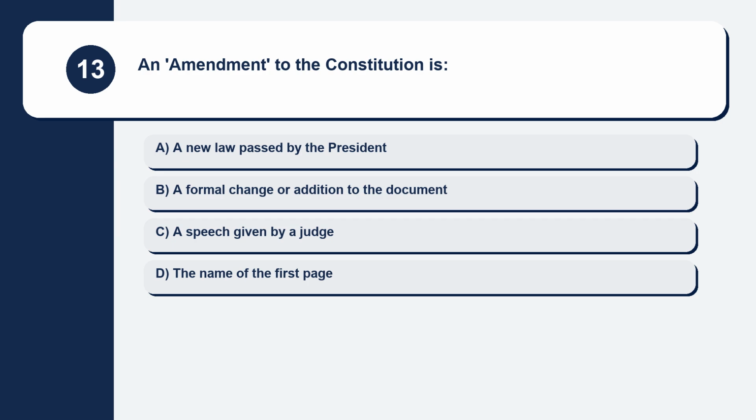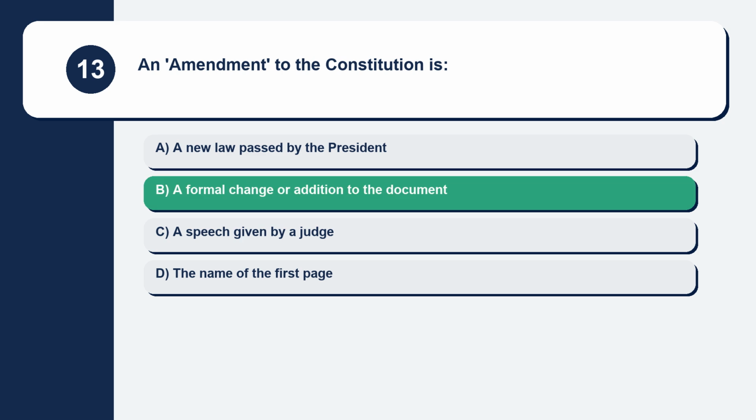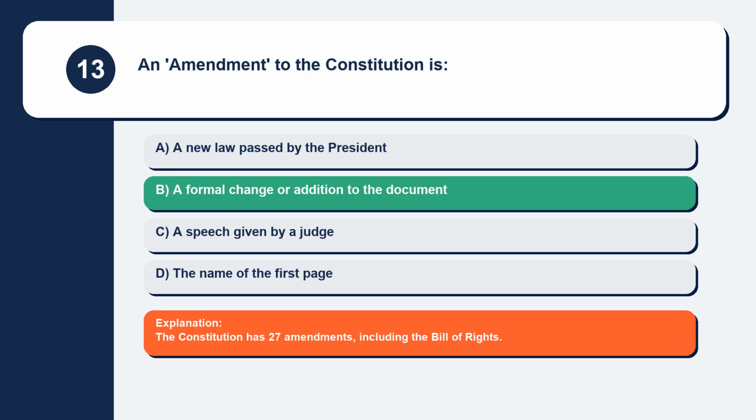Question 13. An amendment to the Constitution is a new law passed by the President, a formal change or addition to the document, a speech given by a judge, the name of the first page. The Constitution has 27 amendments, including the Bill of Rights.